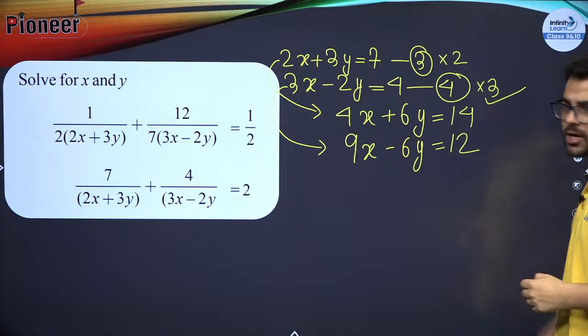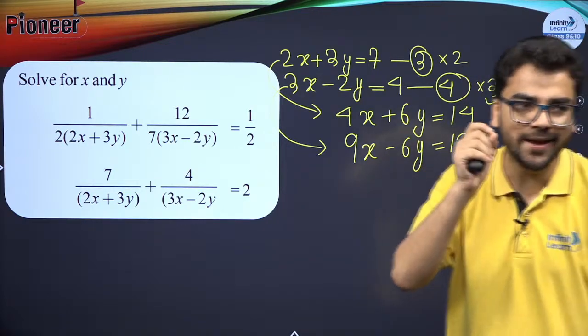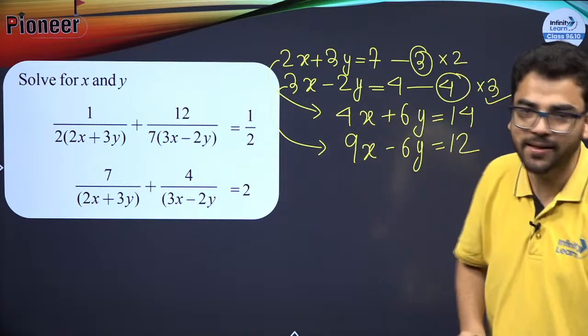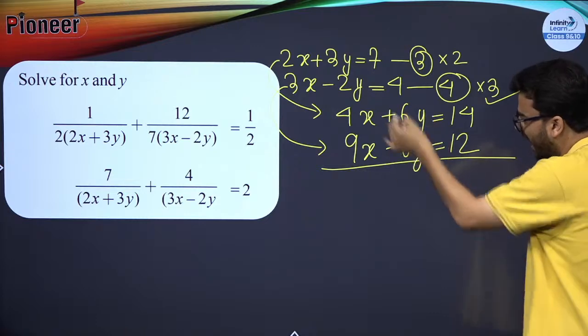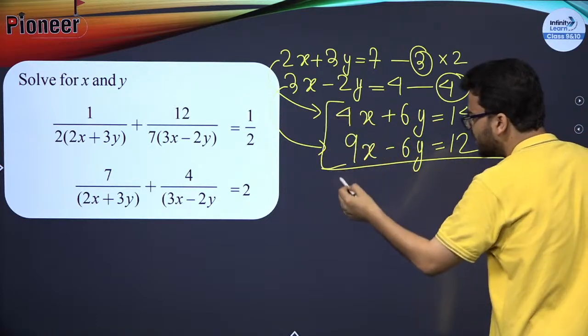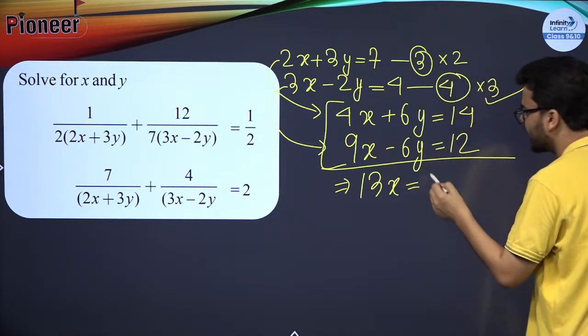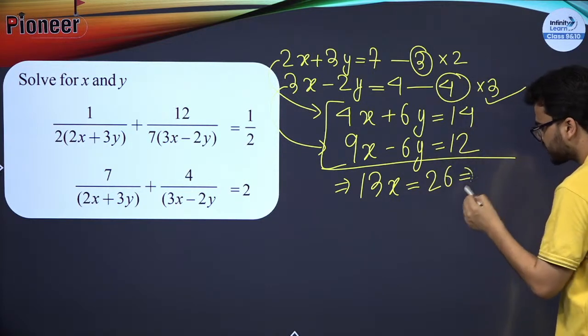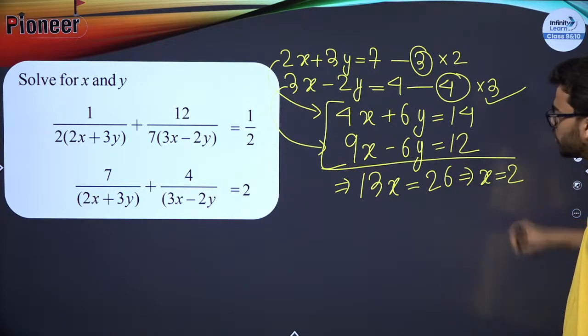So are you guys able to understand why we are doing these things? Everything must be crystal clear. Please try to understand that, okay? Now what I can do, can I eliminate y over here by adding these equations? By adding these equations, what will I get? 13x, and that is equal to 26. So I'll get x is equal to 2. So x is equal to 2 is the answer.